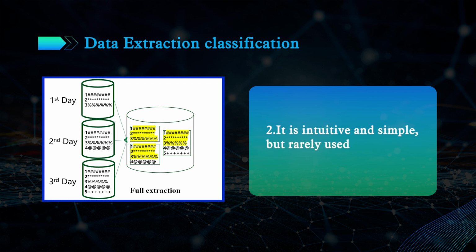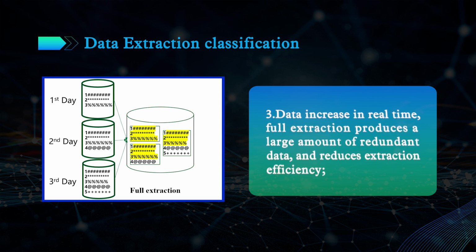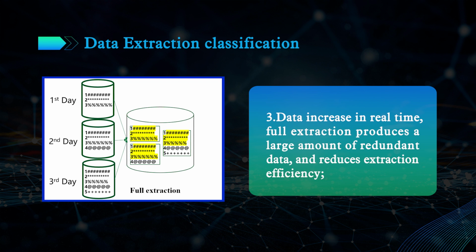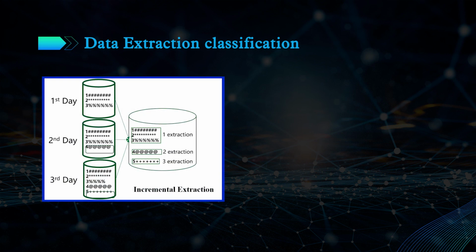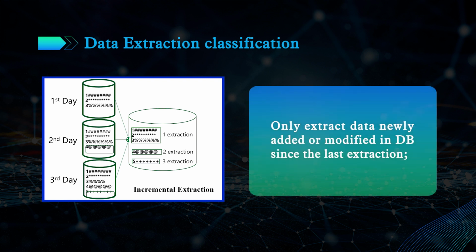Full extraction is a simple and intuitive way, but rarely used, because full extraction produces a large amount of redundant data like the yellow part in the diagram. Records number 1, 2, 3, and this reduces extraction efficiency. In comparison, incremental extraction only extracts data newly added or modified in the source database since the last extraction.